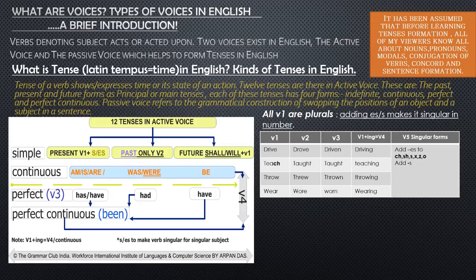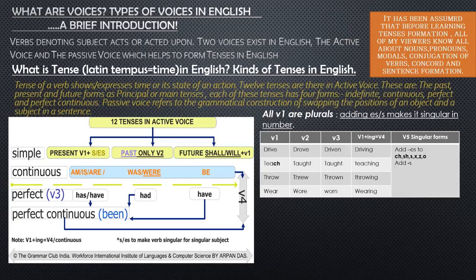V1 is teach, V2 taught, V3 taught, V4 teaching. Throw, threw, thrown, throwing. Wear, wore, worn, wearing.